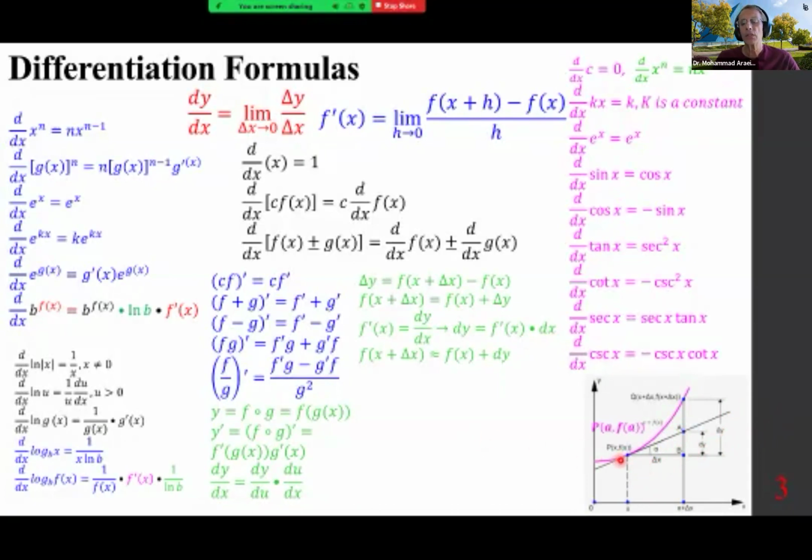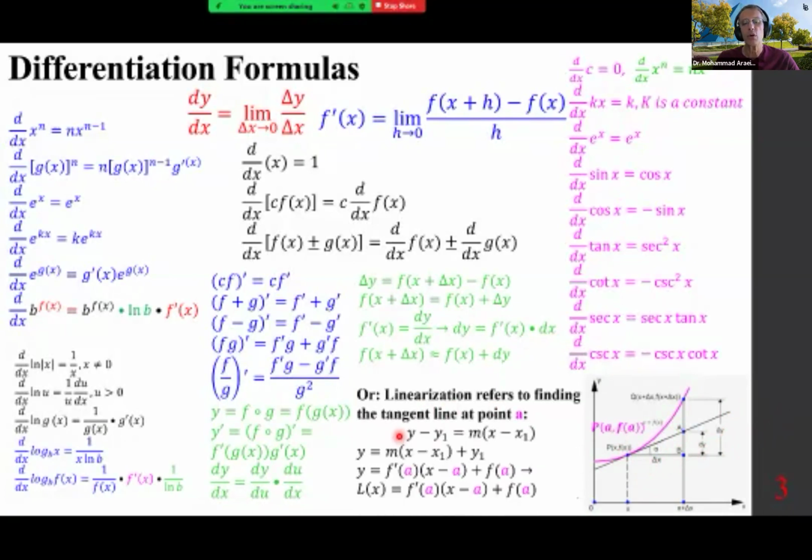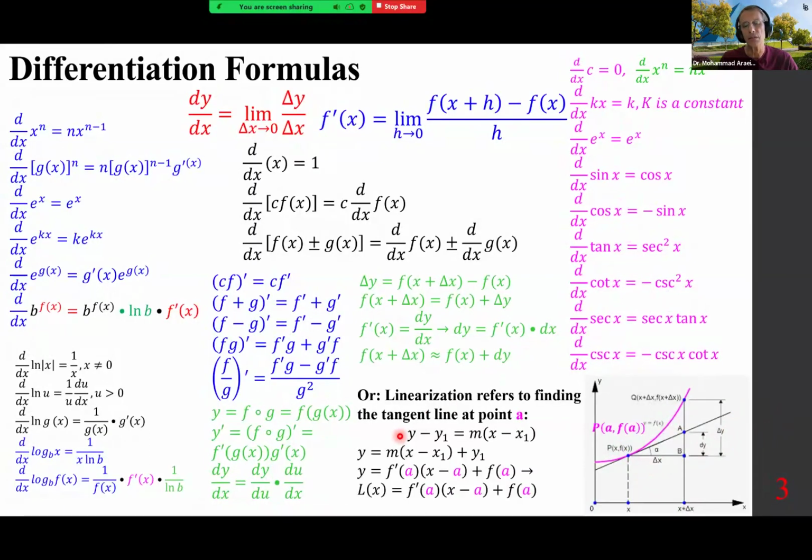If we call this point a comma f of a, we can use the point slope formula, y minus y1 equals m times x minus x1, to find the tangent line, known as linearization. So do I have to memorize the formula for L of x? No, it's ultimately the point slope formula that we have learned.